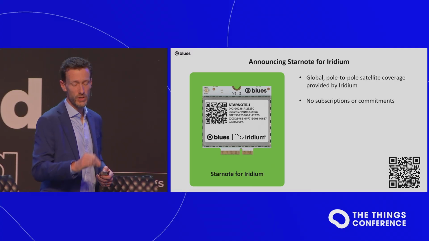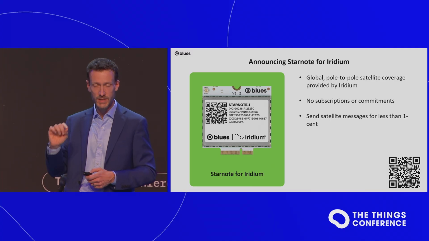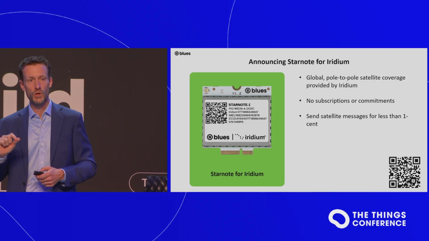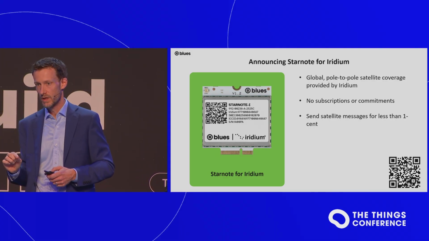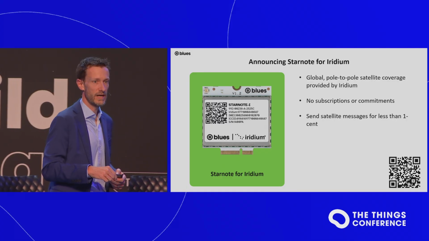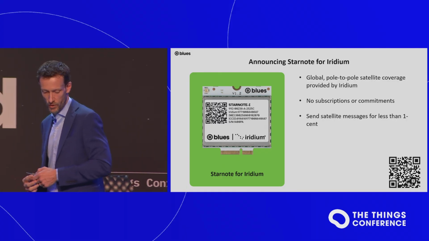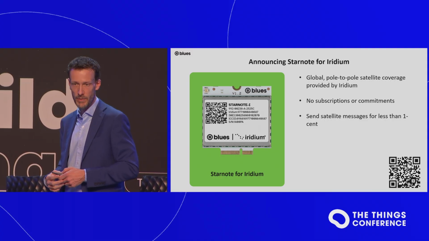What's interesting about using StarNote for Iridium is that it's possible to send tracking updates from the note card, and those messages will cost less than 1 US cent. So you can build a satellite failover device that is literally dirt cheap to be able to provide essential information over the network. We think that that's really quite powerful.